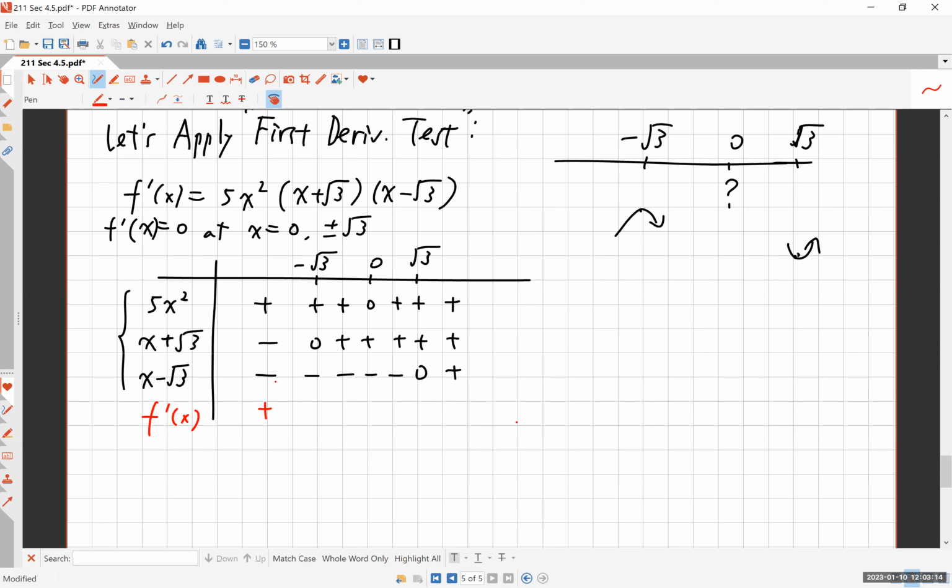Two wrongs don't make it right, but two negatives make it positive. This is 0, positive, positive, negative, that's negative. 0, positive, positive, negative. Oh, that's negative. And then you have 0 and positive.